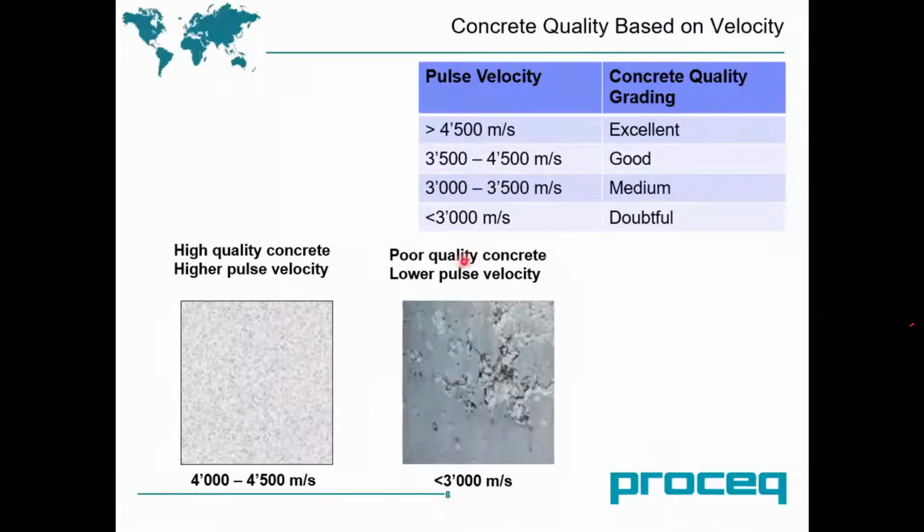There are several guidelines or national standards available where we can classify the concrete quality based on the pulse velocity. For example, a concrete velocity above 3,500 or 4,000 can be deemed good quality. Below 2,500, we can say it is poor quality concrete.